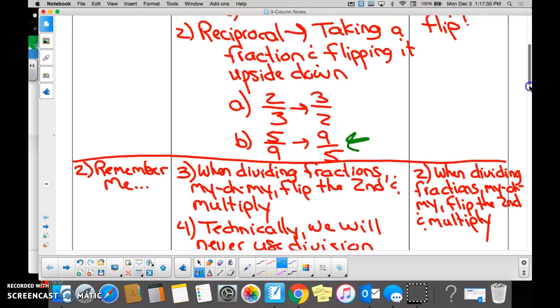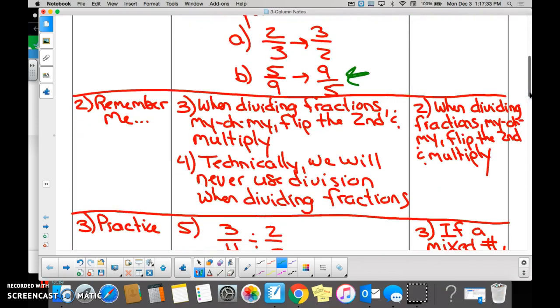Everybody on the count of 3, we're going to read number 3 together in unison. 1, 2, 3. When dividing fractions, flip the second and multiply. Will we ever actually divide when dividing fractions? No. So number 4 says you are never going to be dividing.